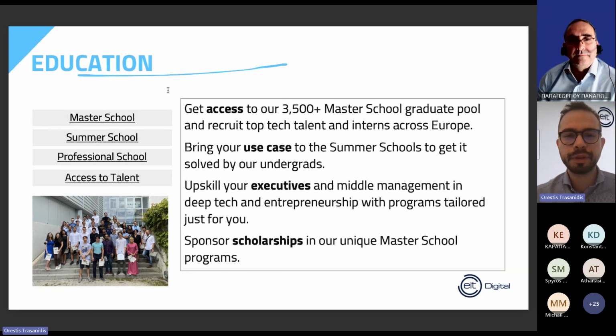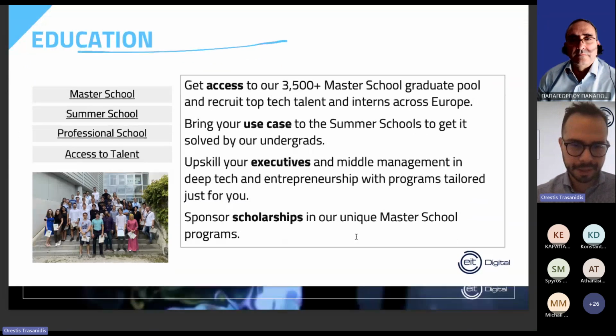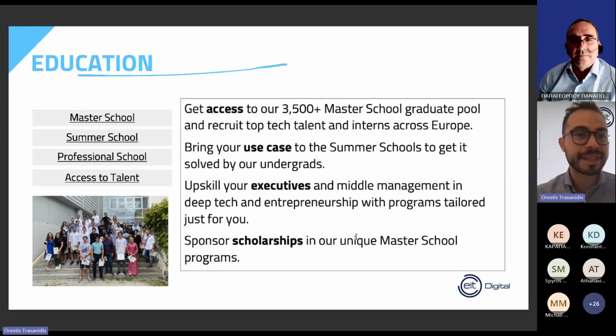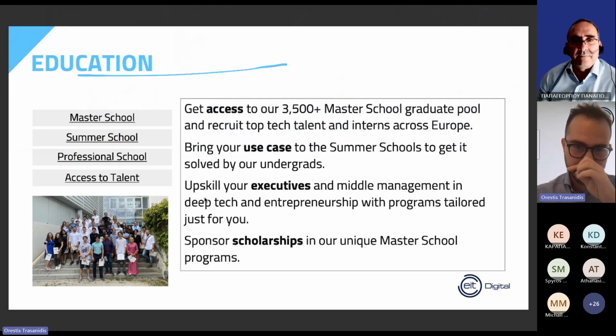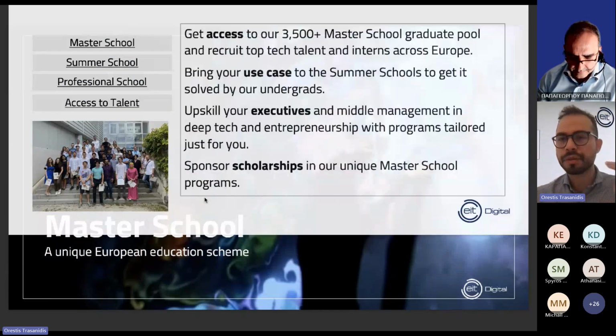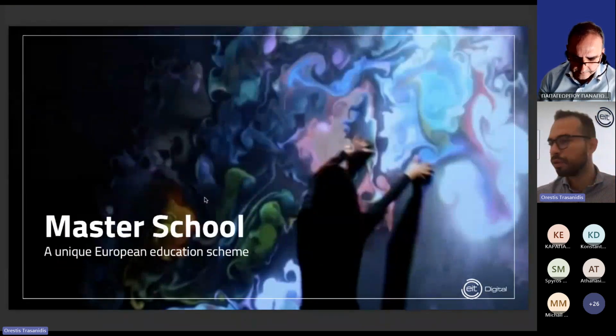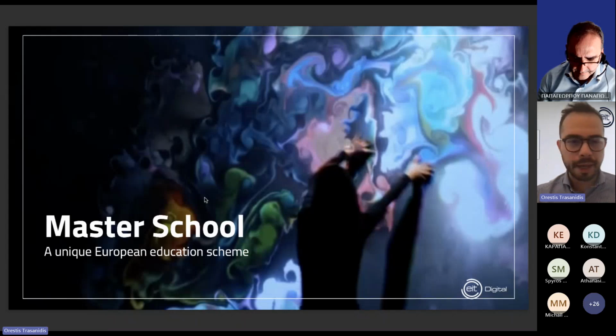So we have really good talent in Europe that is making this trip to the US in order to start working there. So it's also strategic for us how we're going to leverage this talent in Europe. And this is by creating entrepreneurial education and collaborations between corporates and universities.